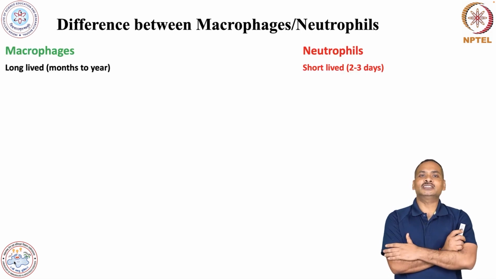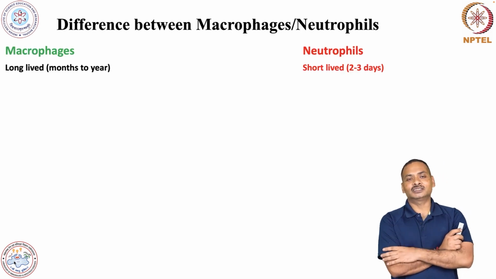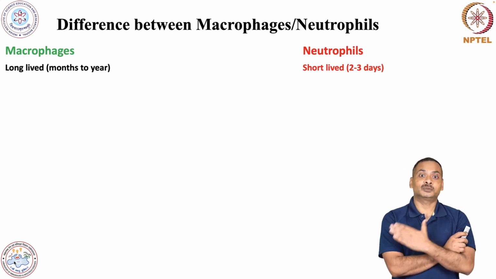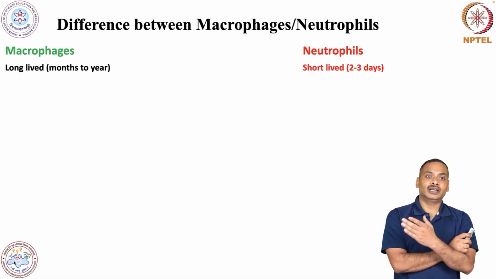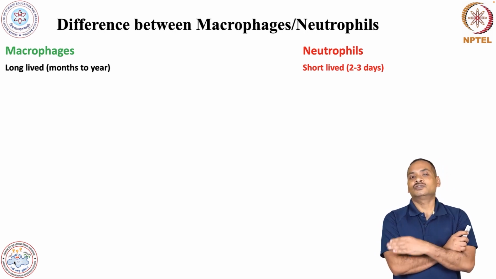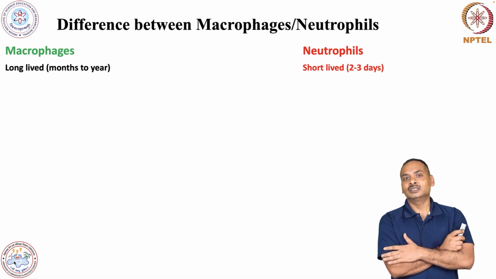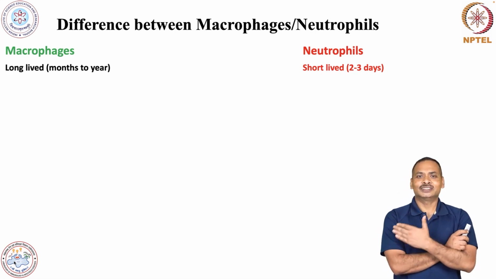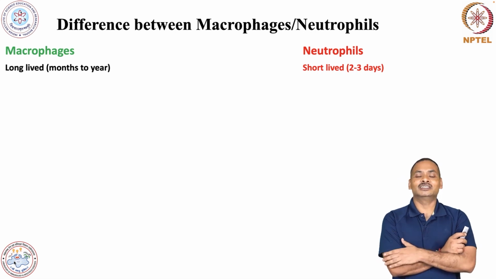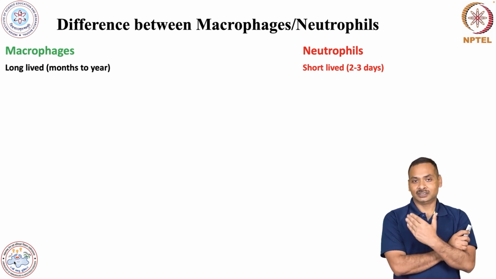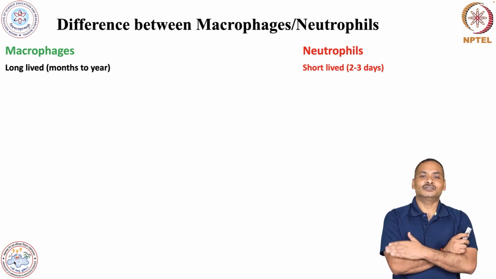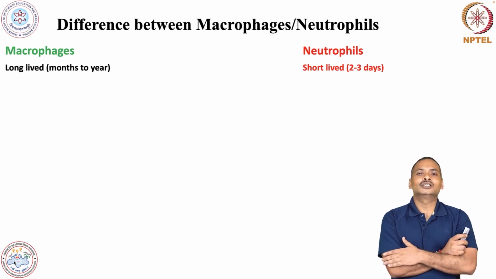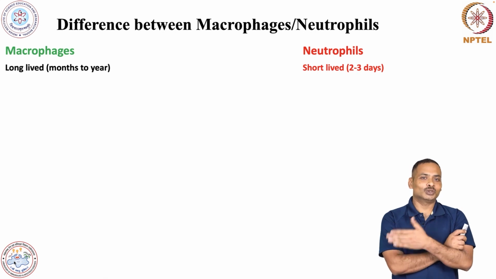Here you can see that macrophages are very long lived, their life span is very long, and that could be from months to years. On the other hand, neutrophils, which are very aggressive, as you have seen in previous slides, are very short lived, they live only for 2 to 3 days. Therefore their production keeps on going.